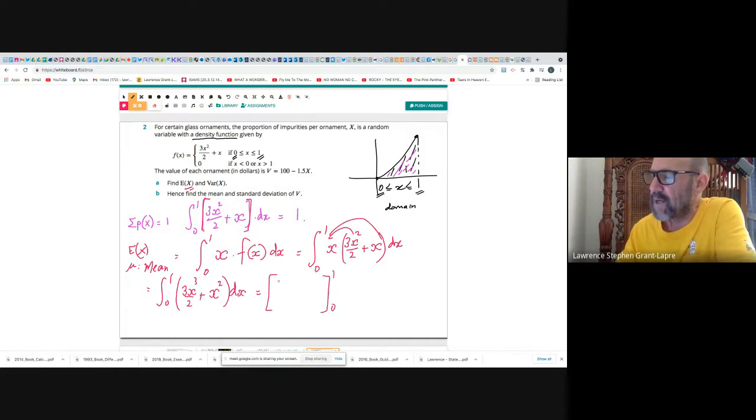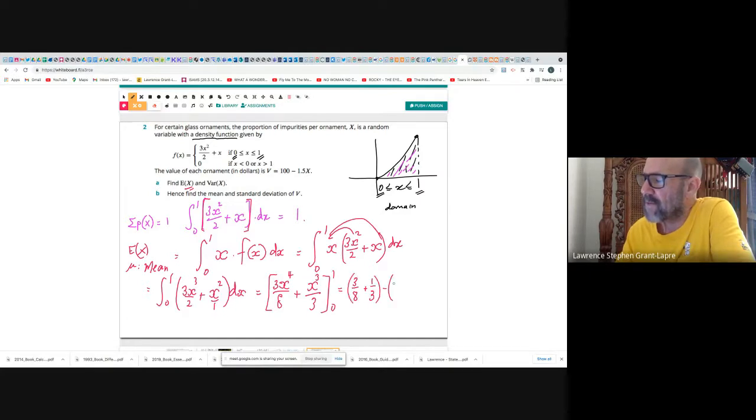So it would be 3x to the power of 4 over 2 times 4, which is 8, and x cubed over 1 times 3, which is 3, because that's just a 1. Substitute 1 in there, we get 3 over 8 plus 1 over 3. Substitute 0 in there, we get 0 plus 0. And that will be 17 over 24. So that's the expected value of x. The expected value of x is 17 over 24.